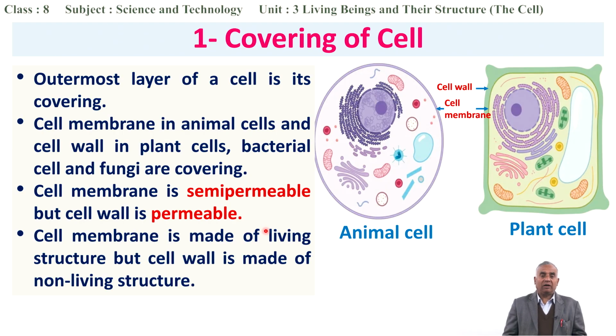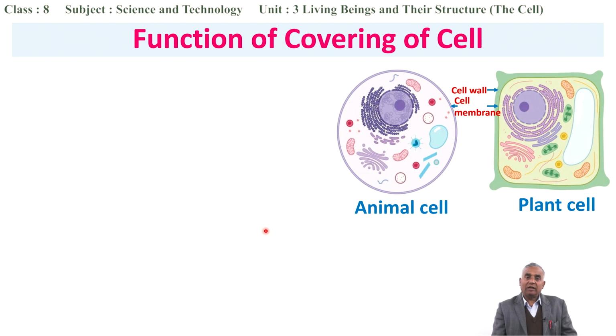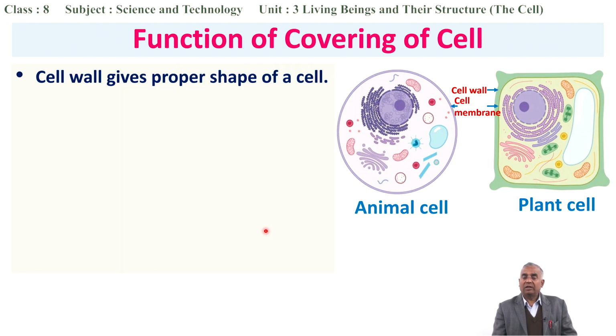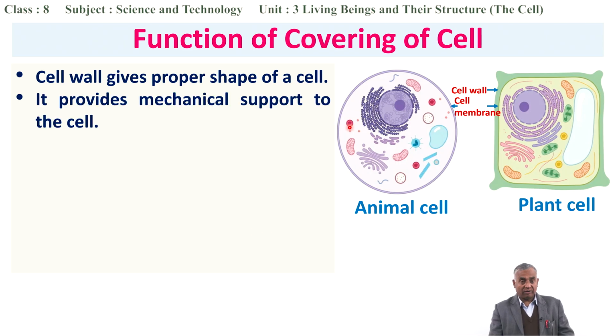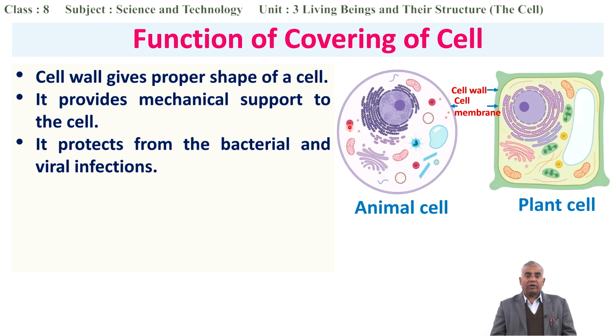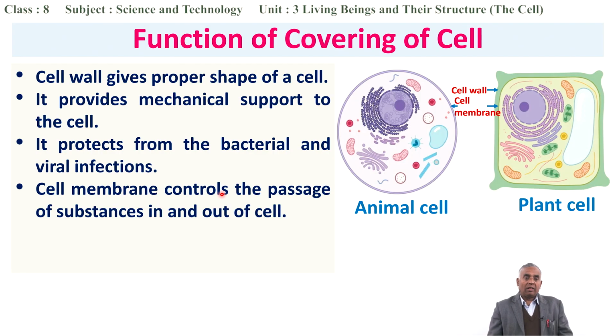Cell membrane is made of living material, already you have finished it. Now what are the functions of these cell coverings? Cell wall gives proper shape to a cell, already finished. It provides mechanical support to the cell. It also protects from bacterial and viral infection, because bacteria and virus cannot enter through it.